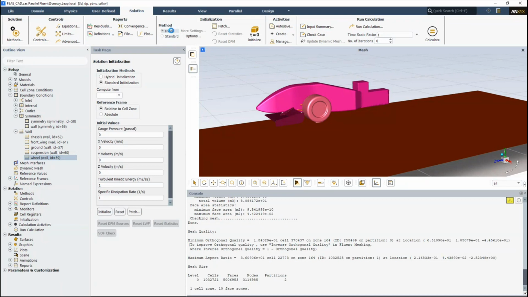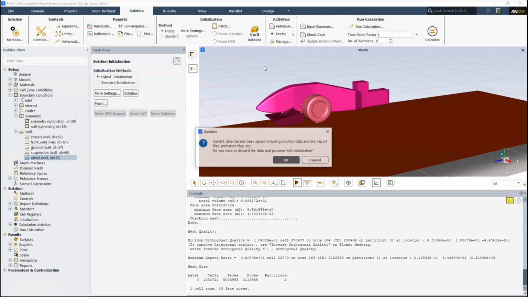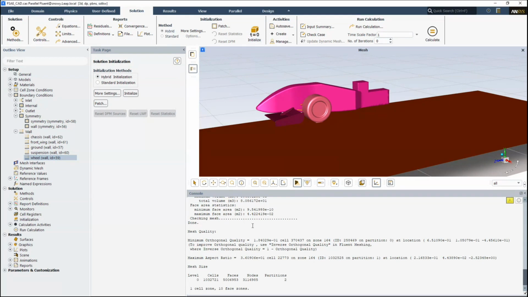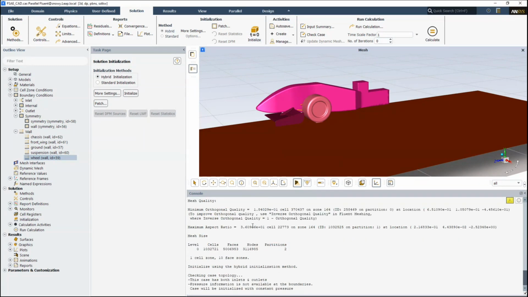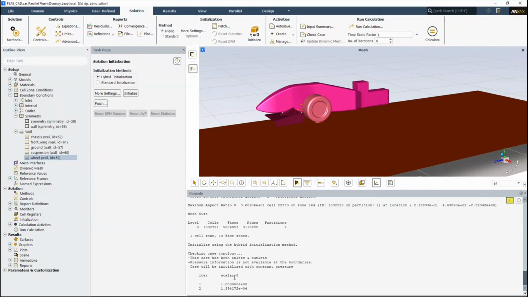A slightly better method of initialization is our hybrid. That's going to run through about 10 preliminary iterations to try and get some residual below a certain value, and that's going to be our start point. If you want to know more about that, you can go into the theory guide again to know exactly what it's doing when it's doing a hybrid initialization. You can see here it's going to run through about 10 iterations.